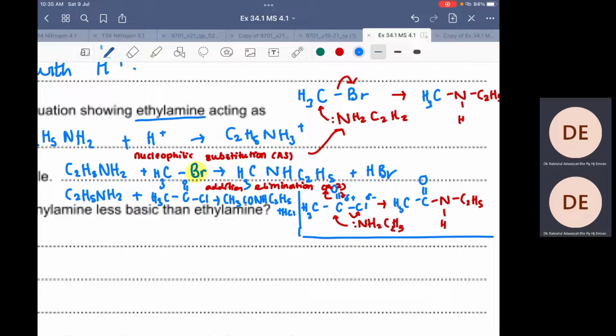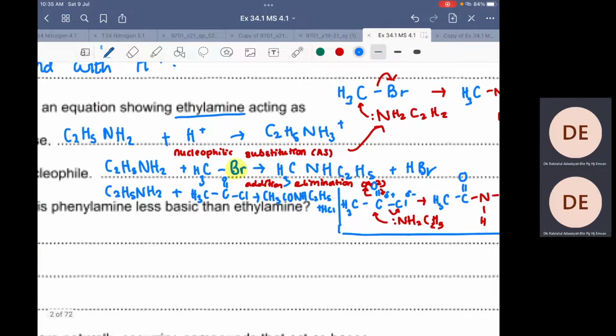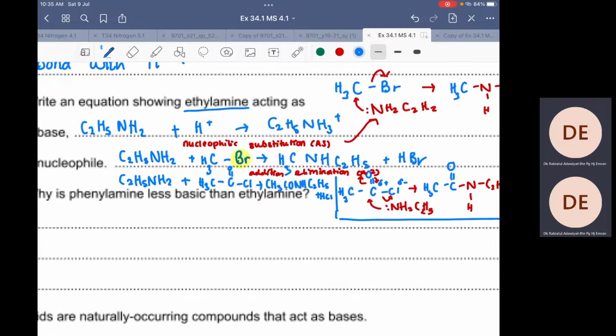Next question is comparing the basicity. Why is phenolamine less basic than ethalamine? This is where we can talk about the electron donating group or electron withdrawing group or any other reasons. Okay, so the reason for phenolamine being less basic is already mentioned in your notes. It has something to do with the lone pair on the nitrogen being delocalized into the ring.